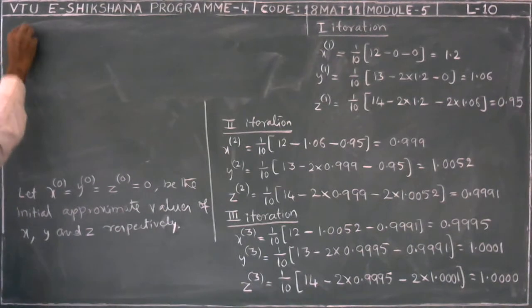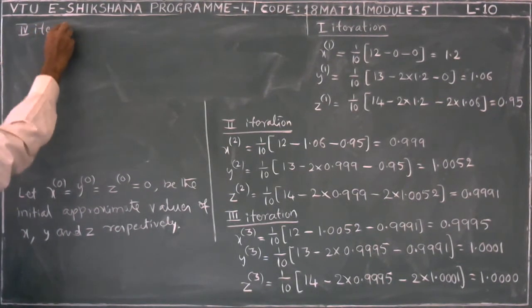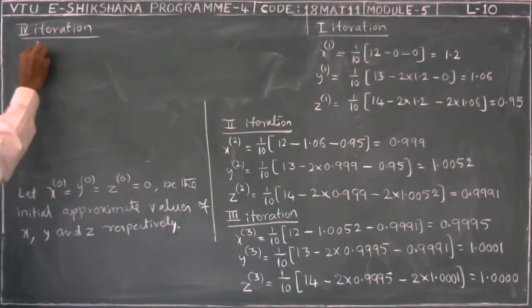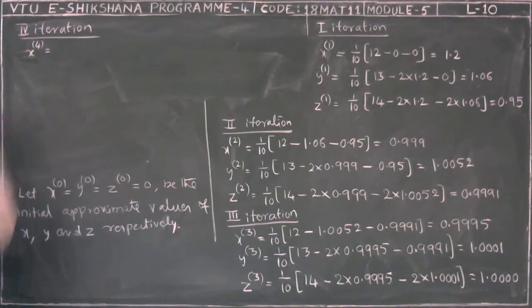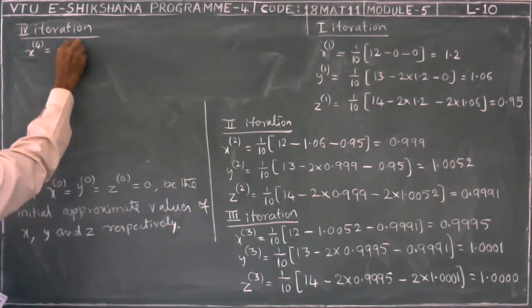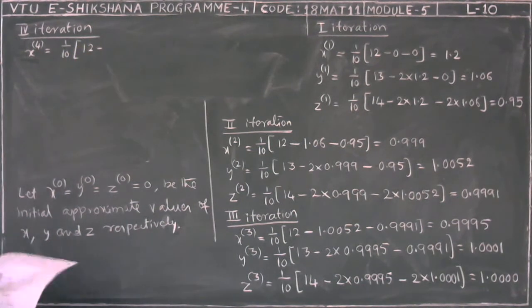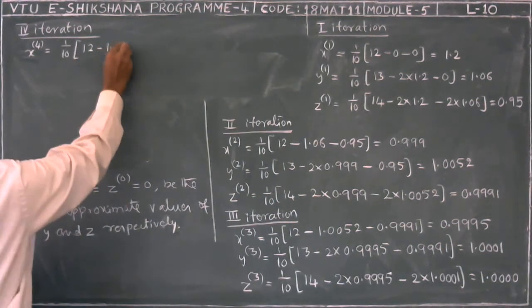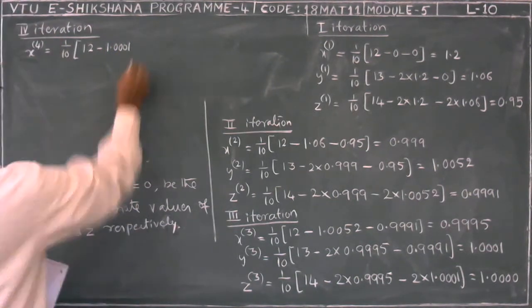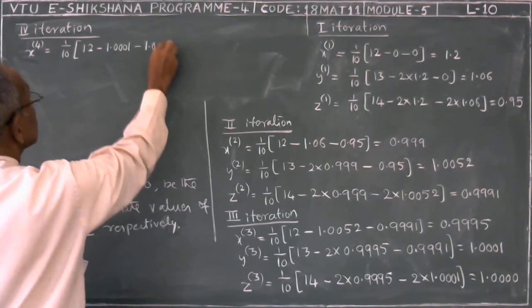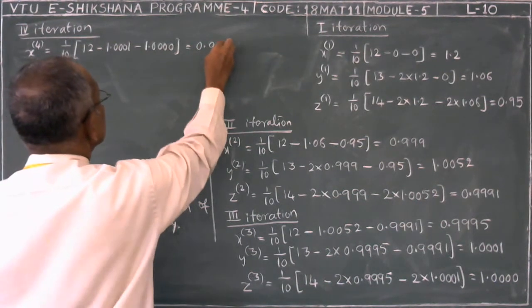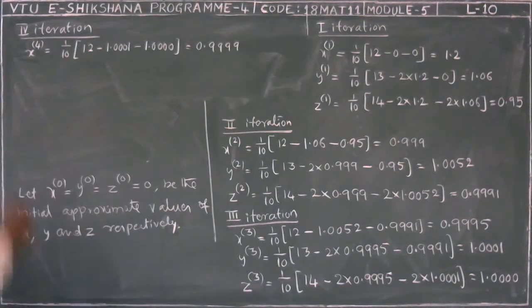Fourth iteration. x4 is 1 divided by 10 times 12 minus y minus z, that is 1.0001 minus 1.0000. So this is 0.9999 if you carefully compute.